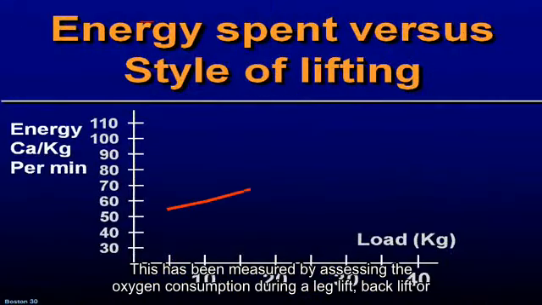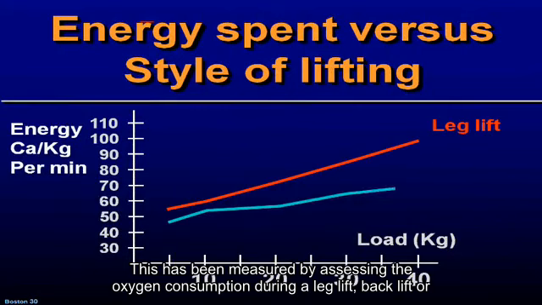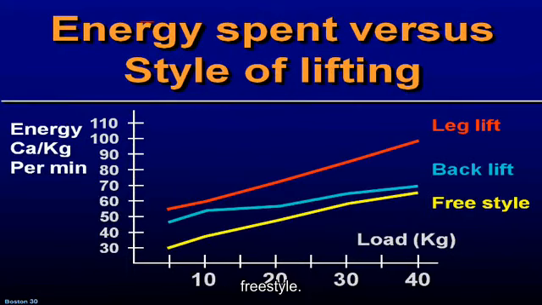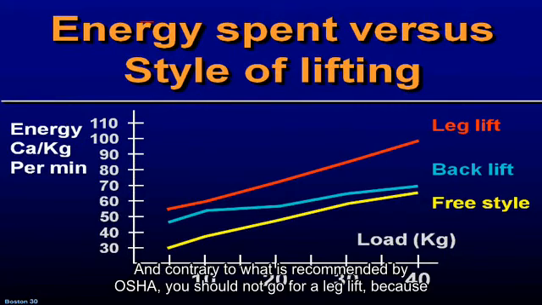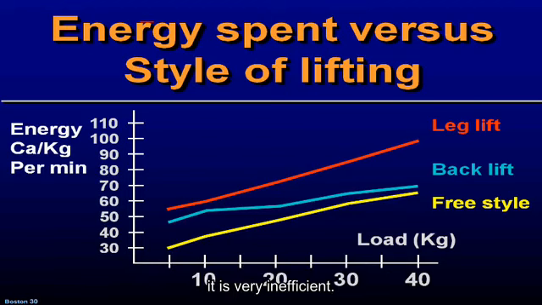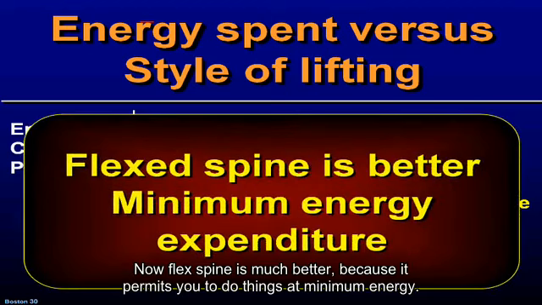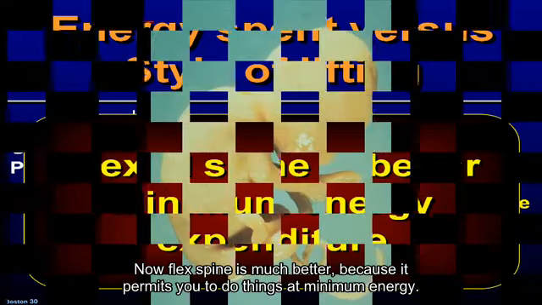This has been measured by assessing the oxygen consumption during a leg lift, back lift, or freestyle. And contrary to what is recommended by OSHA, you should not go for a leg lift because it is very inefficient. Now, a flexed spine is much better because it permits you to do things at minimum energy.